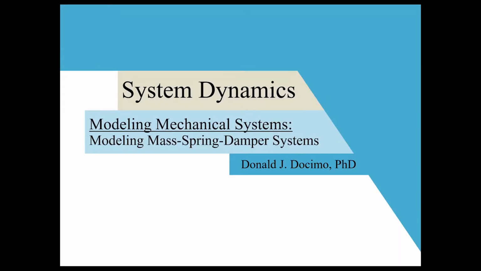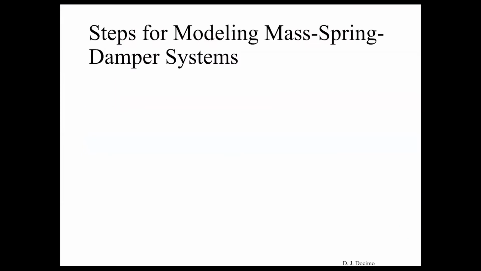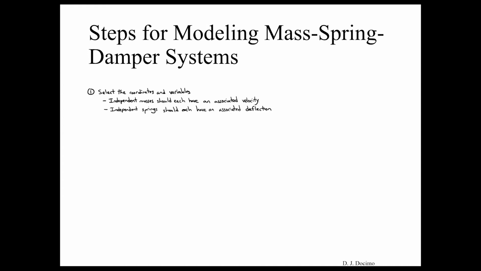All right, so this section is going to cover modeling mass spring damper systems. And there's going to be a four-step process in this class to actually model these systems. So the first step is we're going to select our coordinates and our variables.